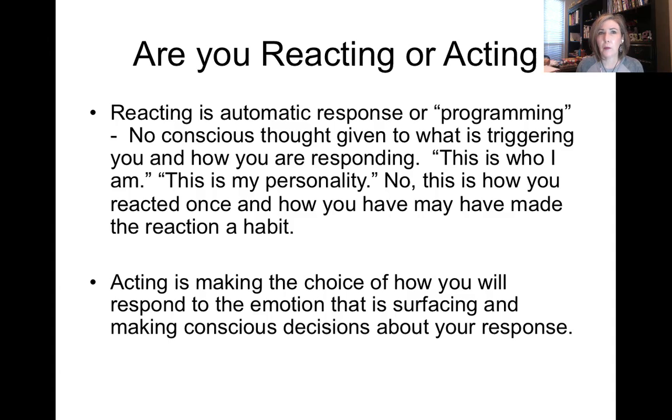So you're maybe functioning from a place of reaction. What we would like for you to do is move to a place of acting. So acting is making the choice of how you will respond to the emotion as it is surfacing, and then making the conscious decision about how you're going to respond. Let me say that one more time. Where you want to go is to a place of acting. Acting is making a choice of how you will respond to the emotion that is surfacing and making a conscious decision about your response.